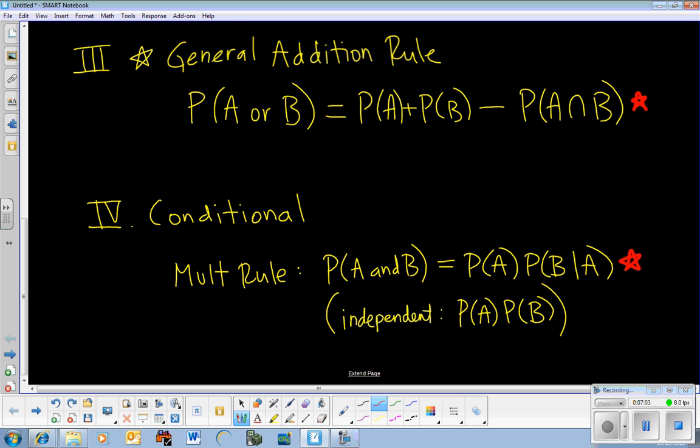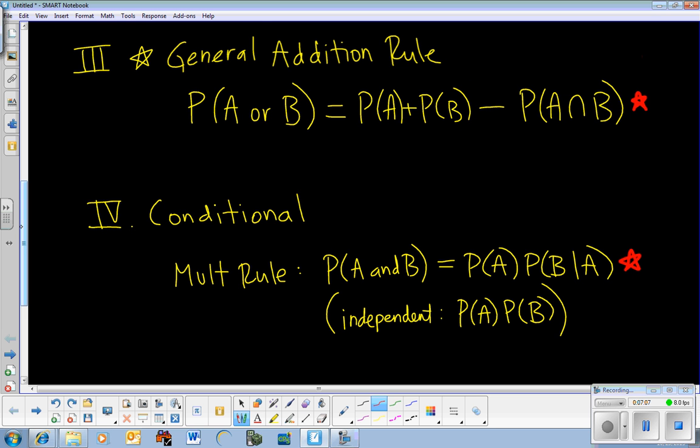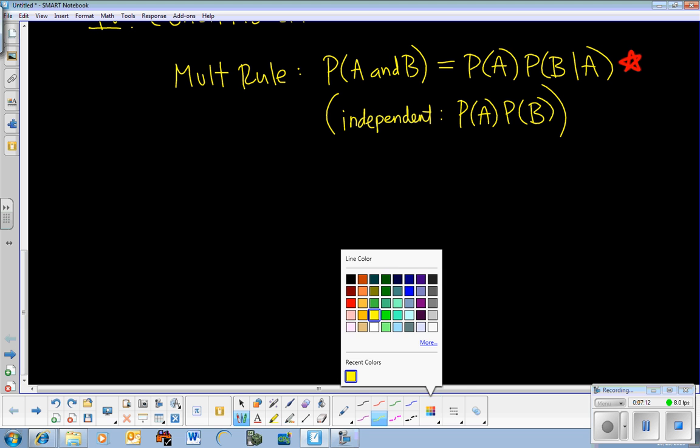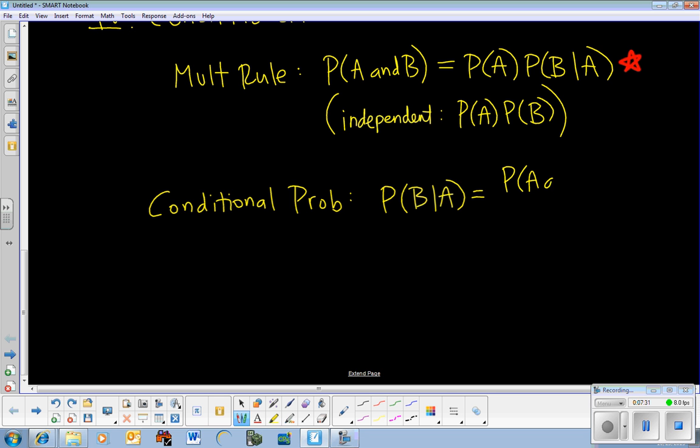So here is our definition of conditional probability. And this one comes up quite a bit in the problems that we'll be doing. And again, it just puts a more mathematical spin on what we do with common sense. Probability of B given A is equal to probability of A and B divided by the probability of A.